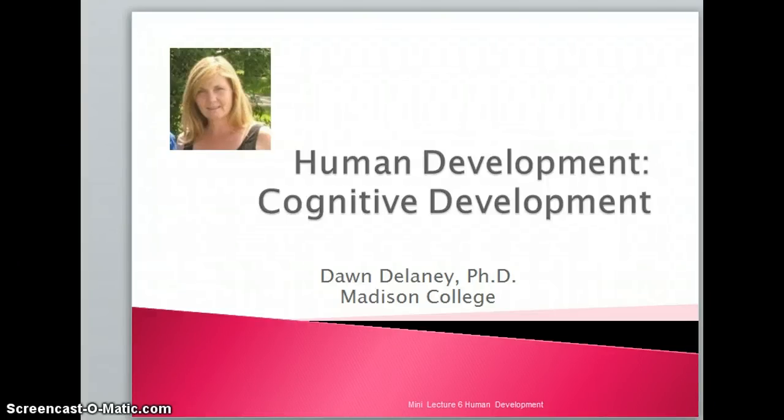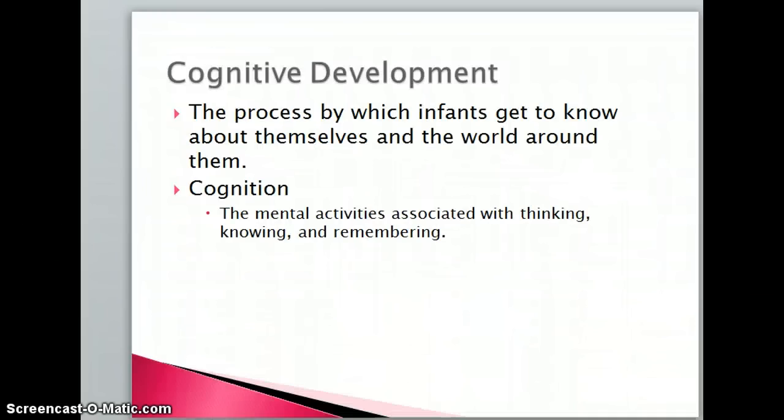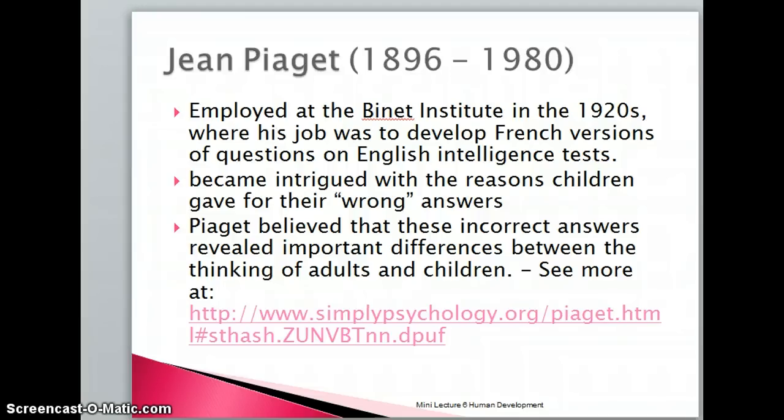Welcome back. In this video, we will be focusing on an element of human development which is known as cognitive development. Cognitive development can be defined as the process by which infants get to know about themselves and the world around them. And when we talk about cognition and cognitive activities, we're referring to mental activities associated with things such as thinking, knowing, problem solving, remembering, language, communication. Those are cognitive type of functions, and so we'll be focusing on the development of these kinds of abilities.